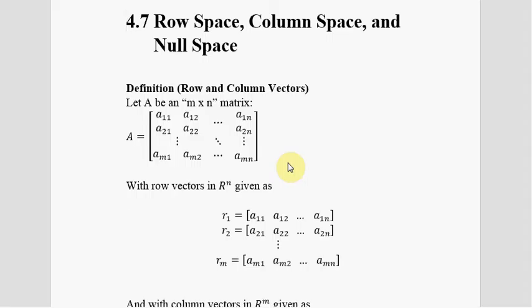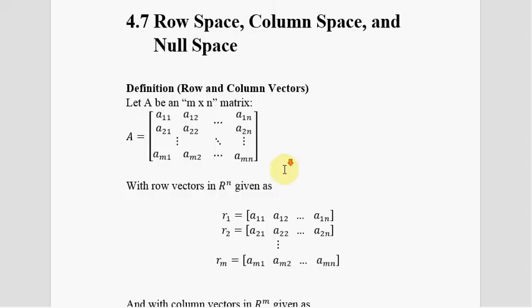Section 4.7, row space, column space, and null space. It is possible to take an m by n system, convert that into a matrix, look at the coefficient set of the matrix, look at the individual rows, and look at the individual columns. The rows are said to form the row space, and the columns are said to form the column space.